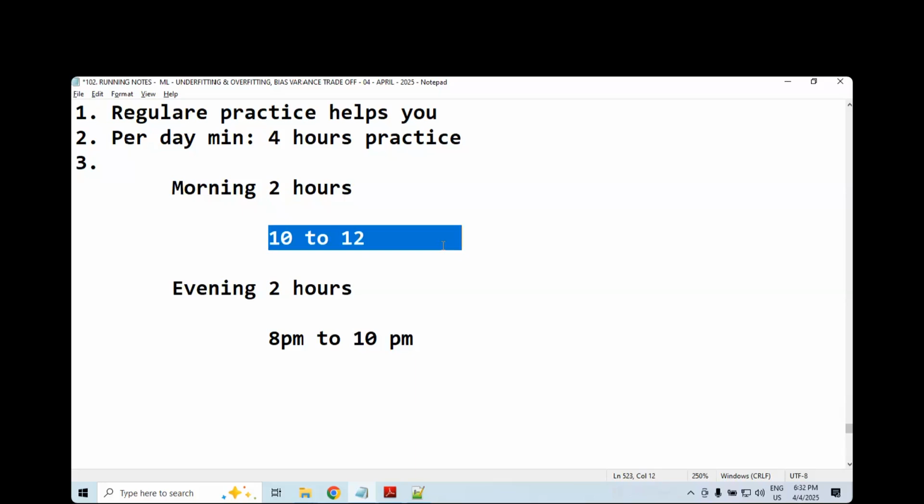I'm repeating again. If you really want to enter into data science and IT, 4 hours of practice required, sir. 4 hours is the minimum. Up to you. If you start with 4 hours, get ready. If anyone is really doing 4 hours, you are very near to the job actually. You will get a job, I'm sure of this. Okay? Make a note on this.